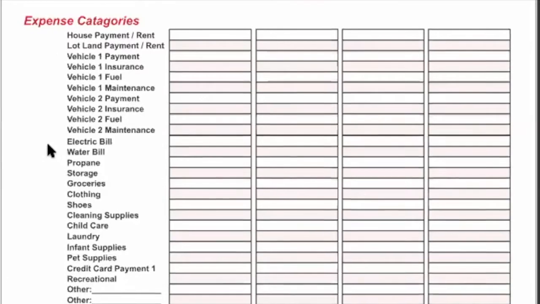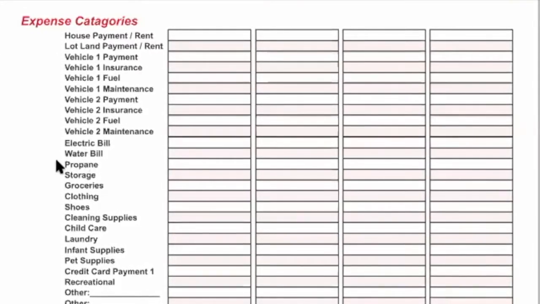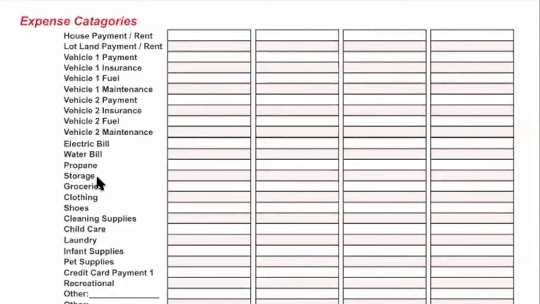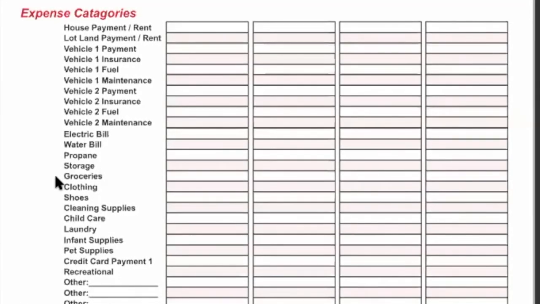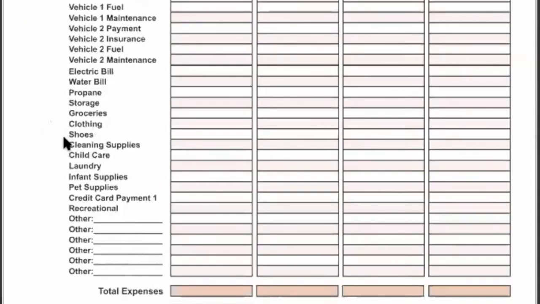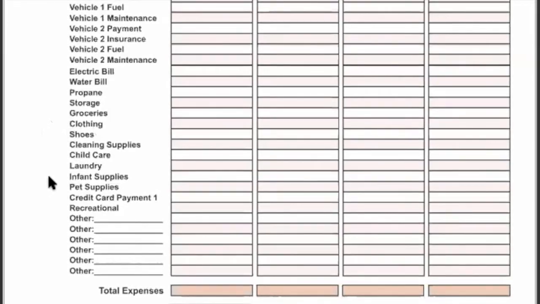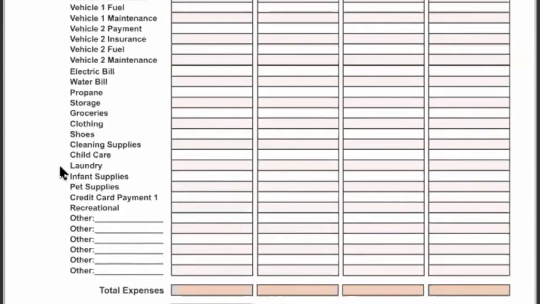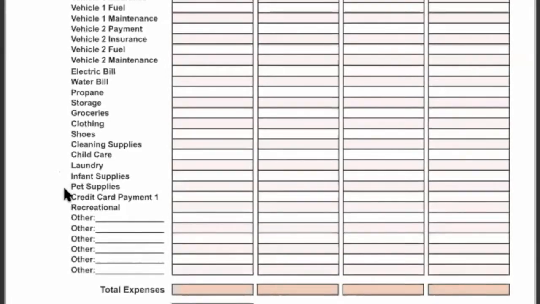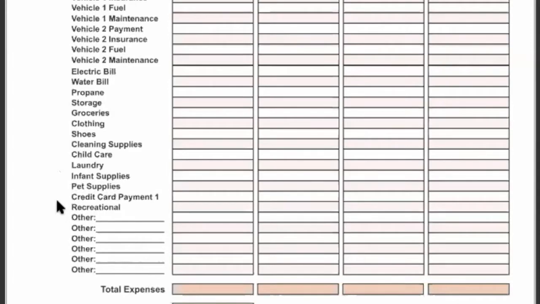Then you move on to your electrical bill, your water bill, propane, which is for gas. You have storage. You would also include your groceries, whether you buy your groceries on a weekly basis, bi-weekly basis, or on a monthly basis, include that in your budget. You also have clothing. Include shoes in your budget, cleaning supplies, childcare. You have laundry. If you don't have your own laundry machine and you have to go to the laundromat, include your laundry expenses. If you have children, include those infant supplies. If you have pets, include those expenses. And if you have credit cards, include your credit card payments as well.